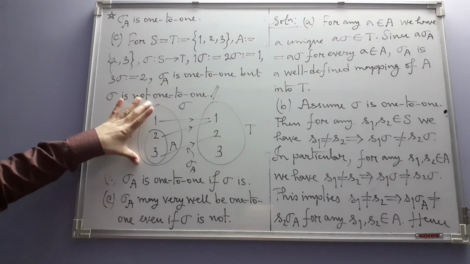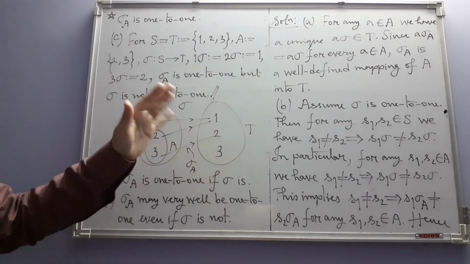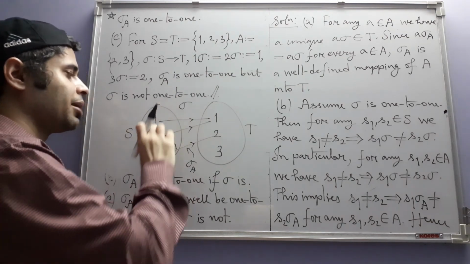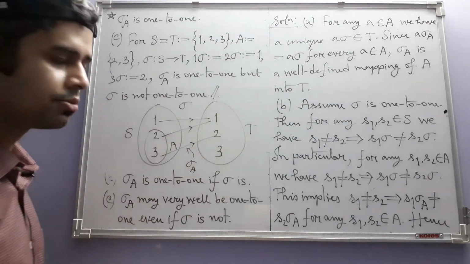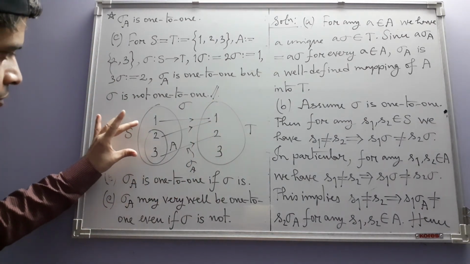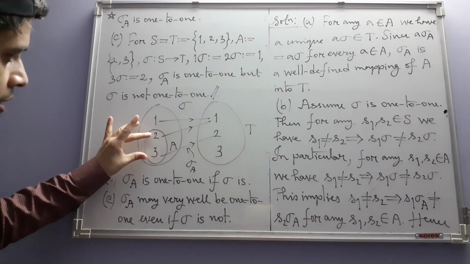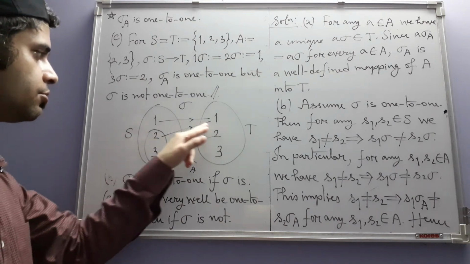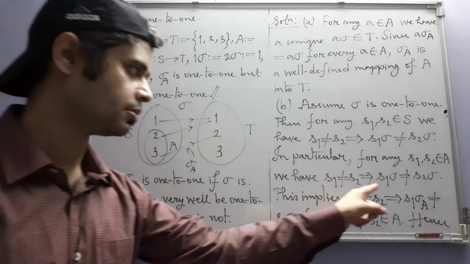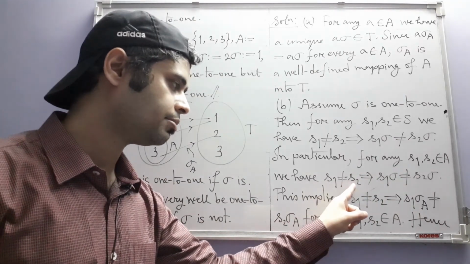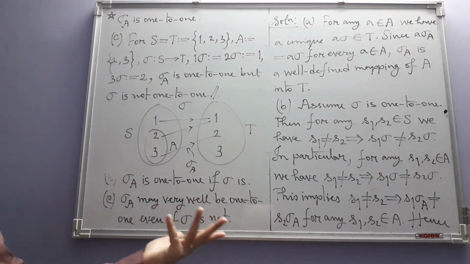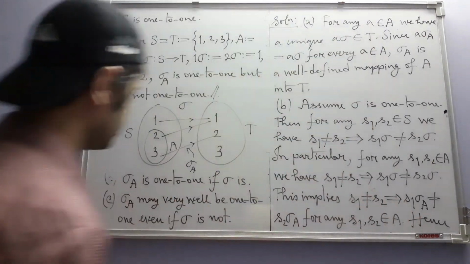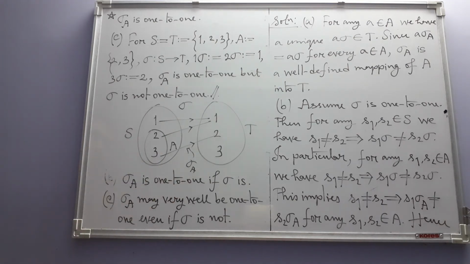Sigma is not one-to-one. Sigma is also not onto, but we are not bothered about onto-ness here. Sigma is not one-to-one because sigma maps both 1 and 2 to that same element 1. However, the restriction of sigma on this subset is 1-to-1. It has different images for different elements 2 and 3. That's what you see we have written here. Different elements have different images. That's what one-to-one means. Okay, and the solution ends here. So this is the situation.